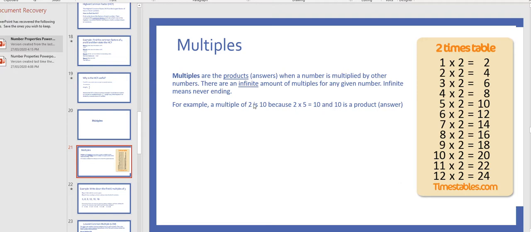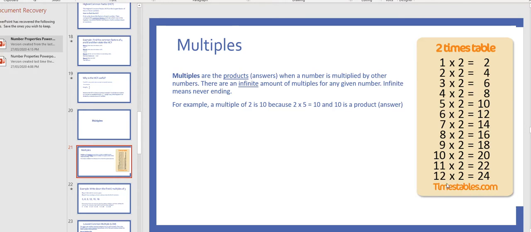Okay, so my number that I'm working with is 2. If I get my number 2 and I multiply it with other numbers, think of your timetables. Here's my 2 timetables. I'm multiplying 2, in this case, by 1. So 1 times 2, 2 times 2, 3 times 2. All of these numbers here, the products column, are multiples of 2. Another way of looking at it is we can just count by 2s. 2, 4, 6, 8, 10, 12, 14, 16, and it keeps on going.